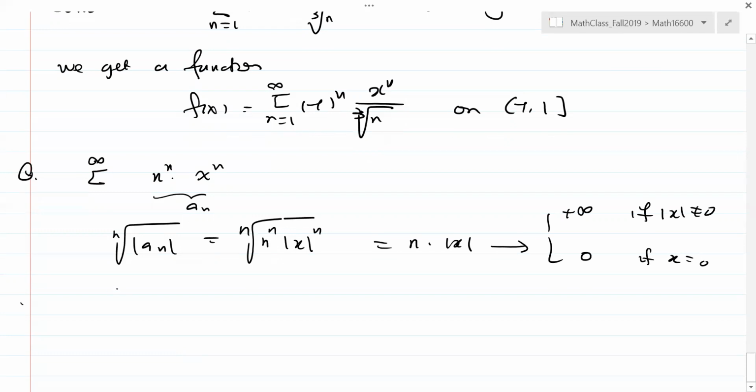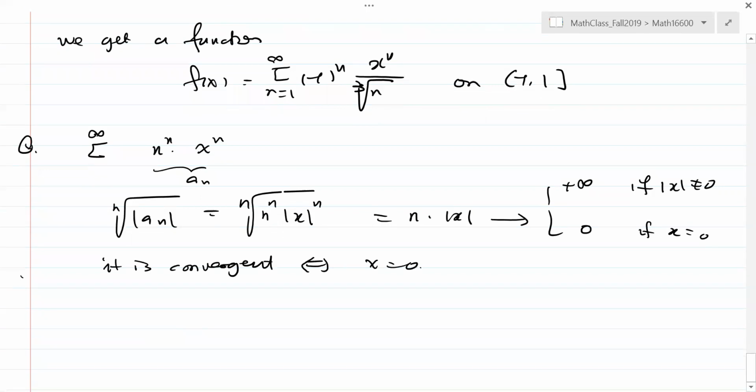So my conclusion is that it is convergent if and only if x equals 0. So the radius of convergence is 0. You try to use this power series to define a function, but that function is not defined on any open interval. It's only defined at one particular point, 0, where it is 0. So this is not a good function. You cannot define a good function here.